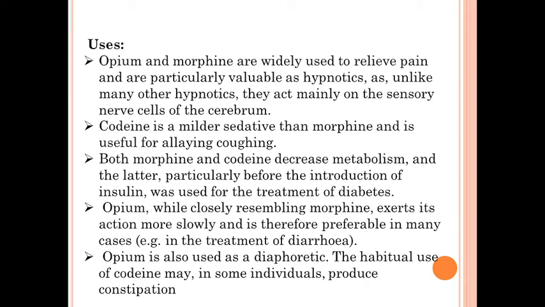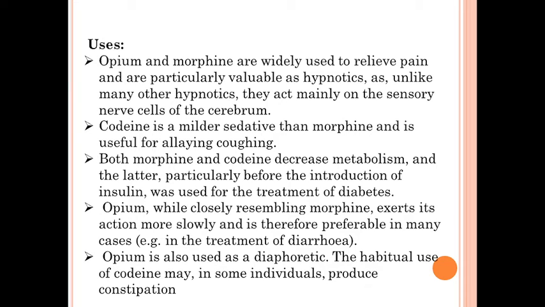So morphine or opium will reduce, depress or inhibit the activity of the reticular activating system, RAS, and due to this it will cause a sleep which is just like natural sleep. That is known as a hypnotic effect. Next, it can be used as a milder sedative than morphine and is useful in allaying coughing.